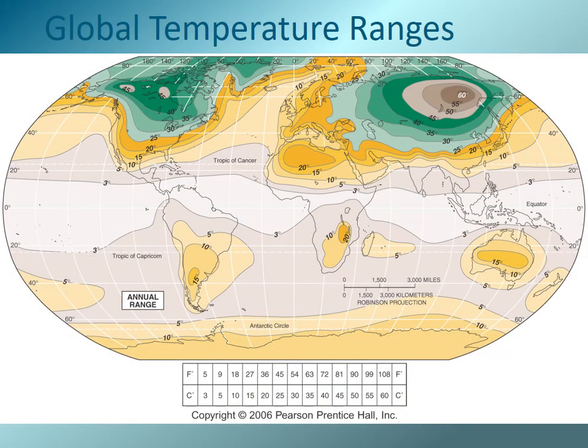Here's another way of looking at it. This is an annual range. As you can tell, some of the most landlocked places in the world, in the middle of North America, and in high latitudes of the Eurasia continent, have some of the greatest temperature ranges. Whereas areas that are near the tropics and over the water barely have a temperature change.